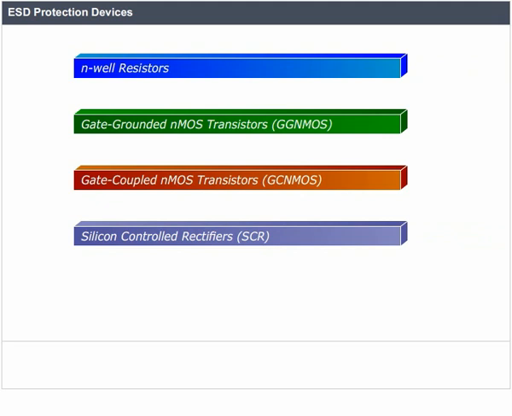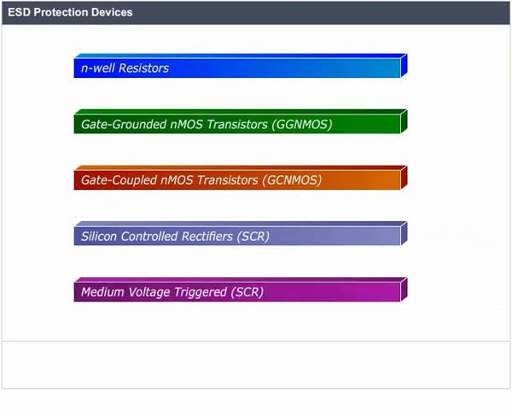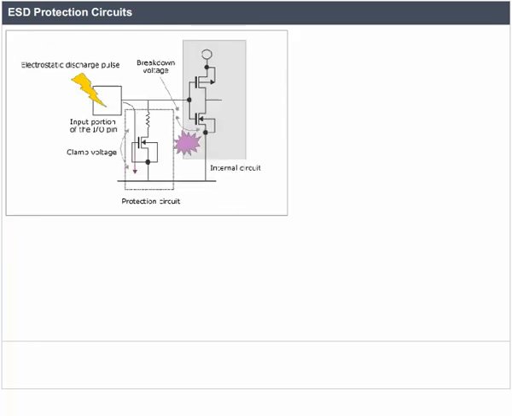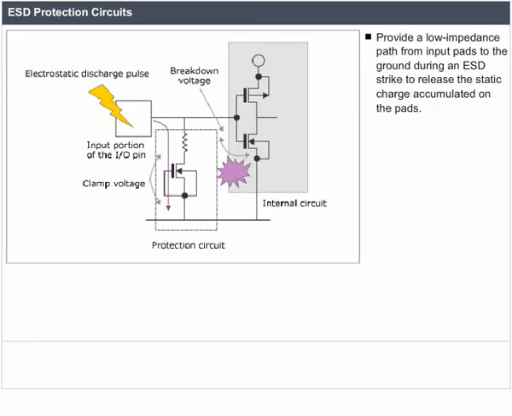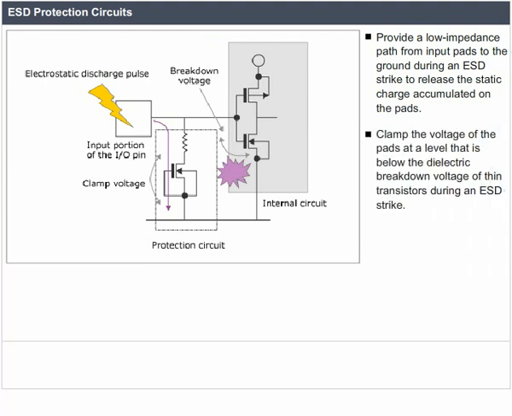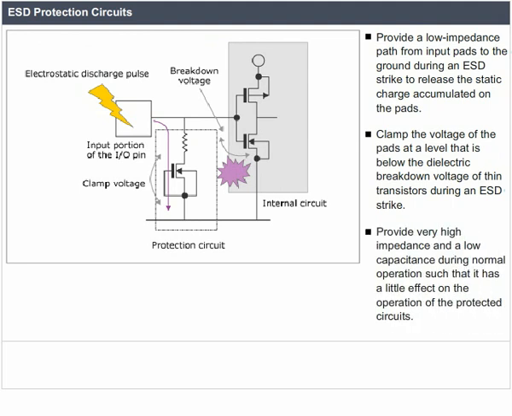ESD protection circuits provide a low impedance path from input pads to the ground during an ESD strike to release the static charge accumulated on the pads. Clamp the voltage of the pads at a level that is below the dielectric breakdown voltage of thin transistors during an ESD strike. Provide very high impedance and low capacitance during normal operation such that it has little effect on the operation of the protected circuits.